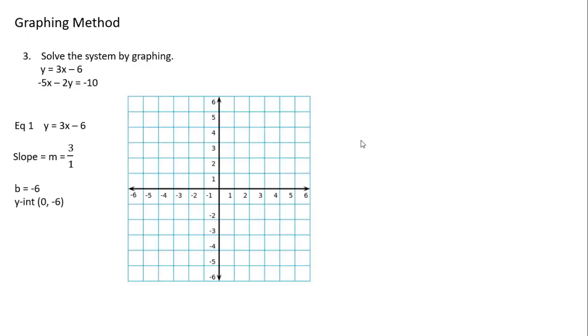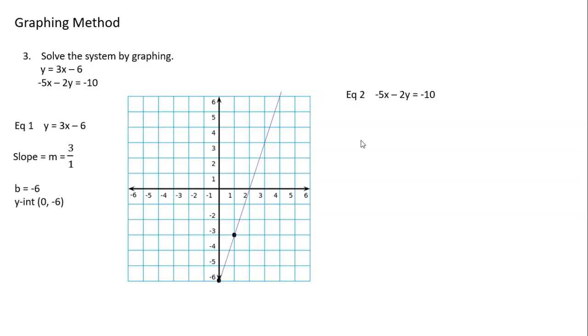So here, when I go to my graph, the first thing that I would graph is my y-intercept. And it's here at 0, -6. And since my slope is 3 over 1, I'm going to rise 3 and run 1. So I go up 3 and run 1. There's my other point. Connect the two dots, and there's my line. So that's the first line.